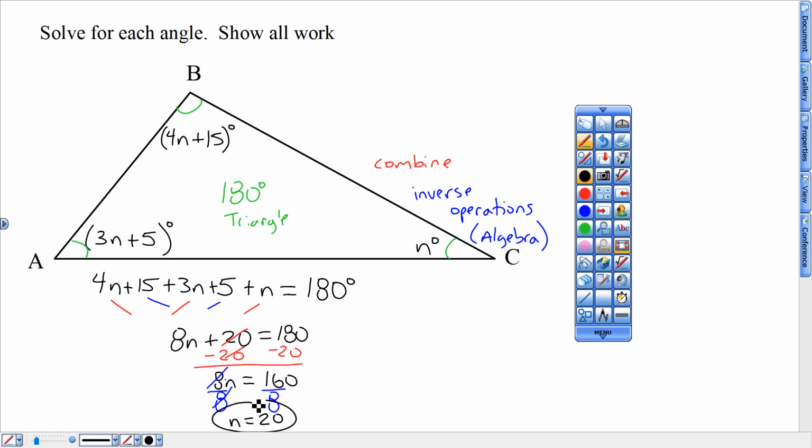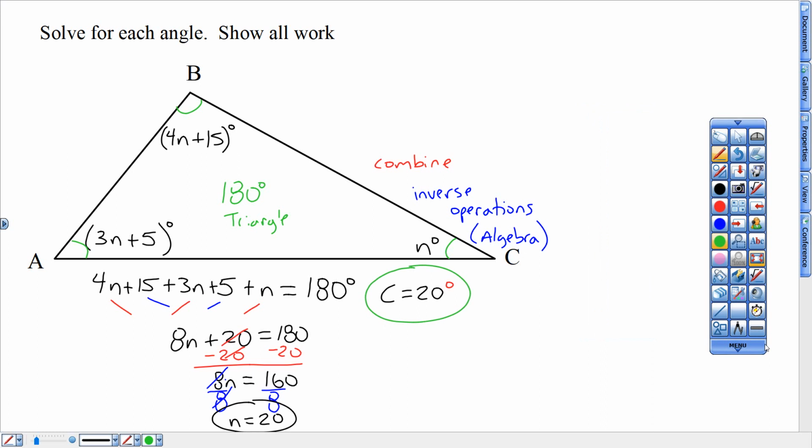And again, know that 20 is not A and B. A and B do not equal 20. You need to know that. The only angle that really equals 20 is this C. C equals 20 degrees. But you need to do the math to solve for the others. So here I go. Barn.